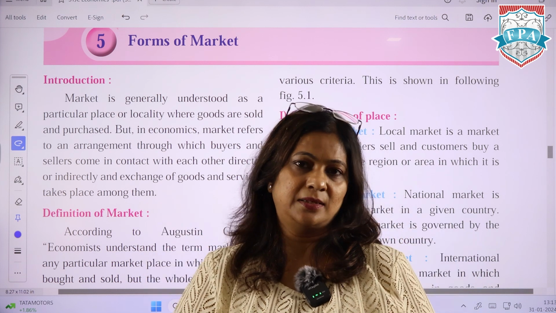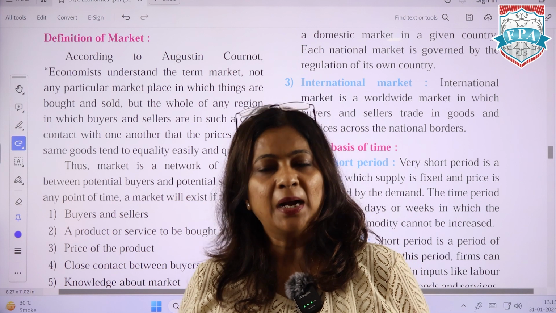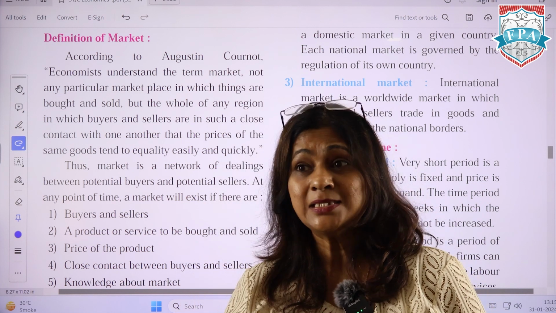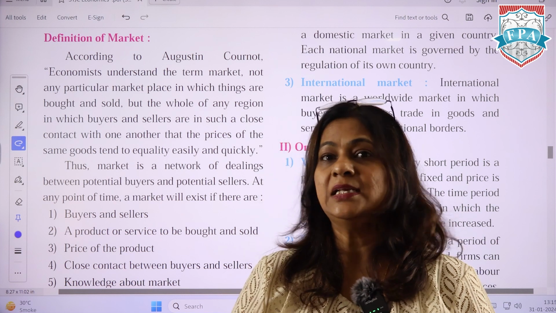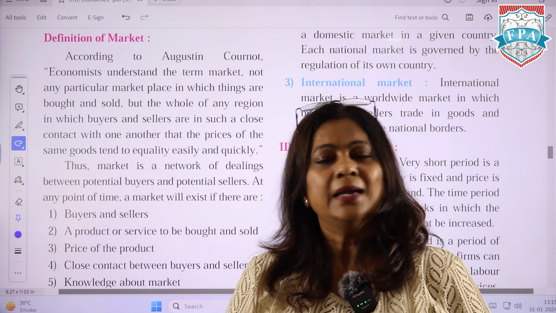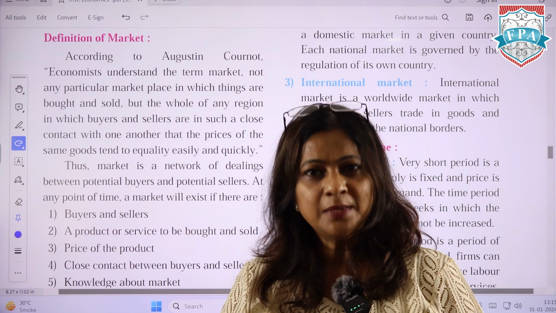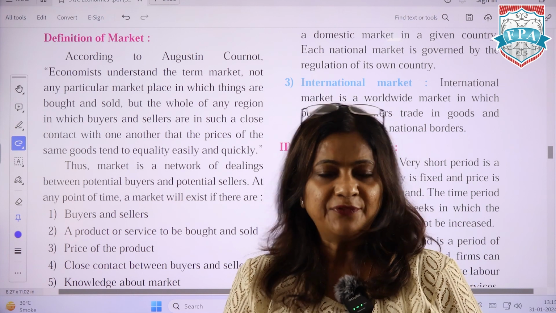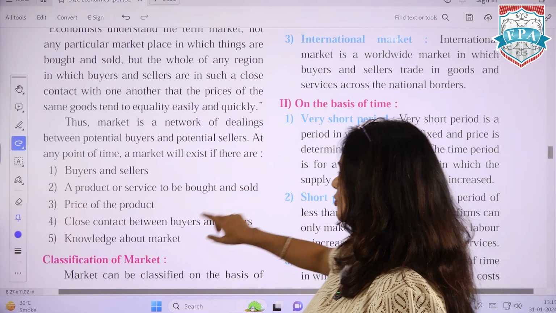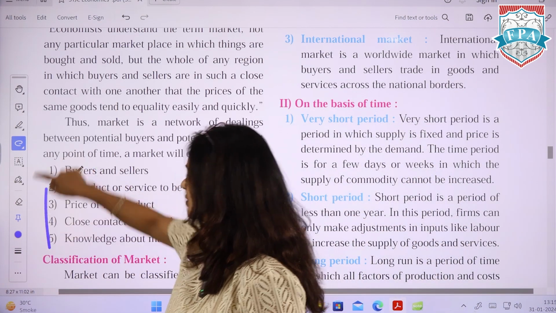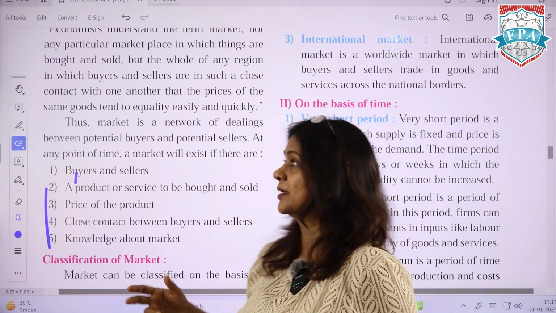Okay, what is a market? So usually in common parlance, market is a place where buyers and sellers come together for the purpose of buying and selling of goods. You won't get marks for writing just this much. Either we need to write one definition, or you need to mention these 5 points. Let us discuss what I'm trying to say.